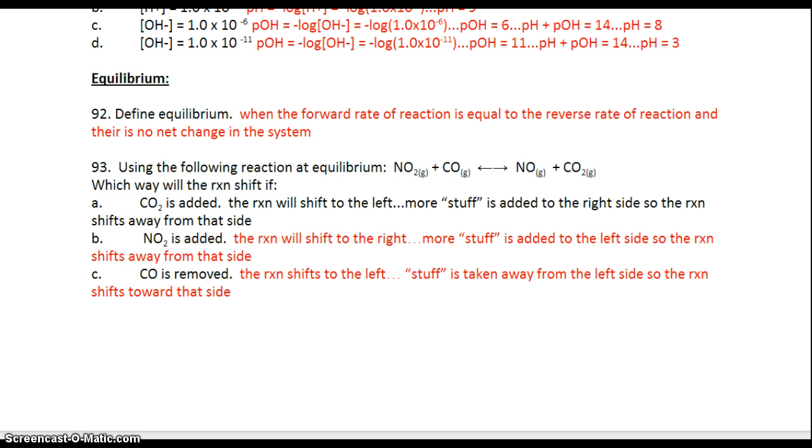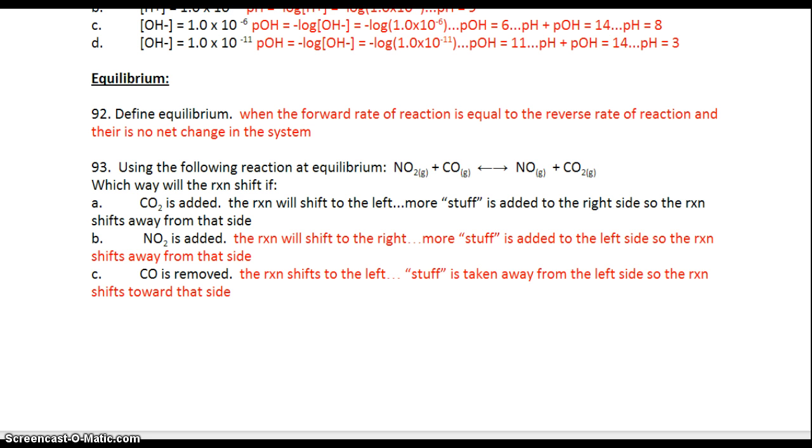It doesn't mean that there are the same amount of reactants and products. It just means that the ratio of reactants to products stays the same. There are many things in conditions of a reaction that can affect the equilibrium position. What Le Chatelier's principle states is that if a stress is placed on a system, it will cause the reaction to shift and reestablish equilibrium.